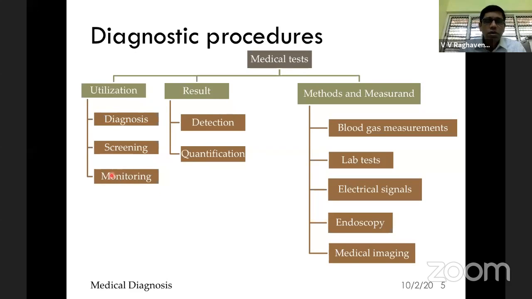So you take another case, you want to monitor disease progress, or disease treatment. So how treatment is actually working. So you want to do that, monitoring. So as far as the result is concerned, it can be yes or no detection, or many times it has to be quantification. Okay, so these are some small introductory concepts that you are very much aware of.